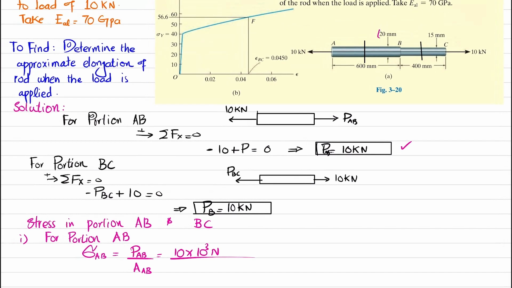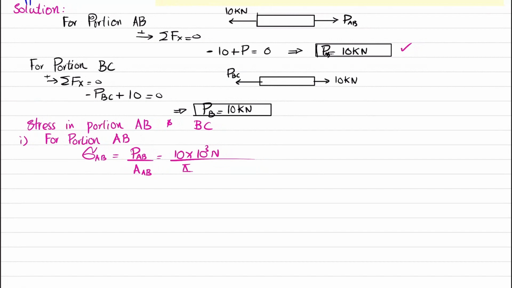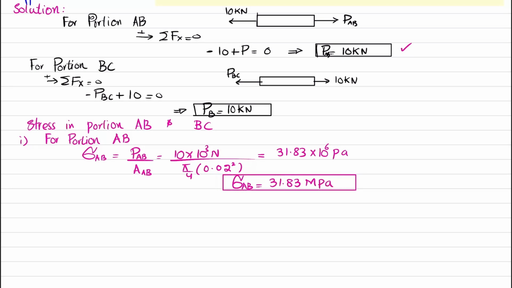You can see the diameter of this is given as 20 millimeter. So this diameter in meter will be equal to 0.02 meter. And area is pi by 4 d square. So d is 0.02 square. When you solve this, you will get 31.83 into 10 raised to power 6 Pascal, and you can write it as 31.83 megapascal. This is the stress that is generated in portion AB.